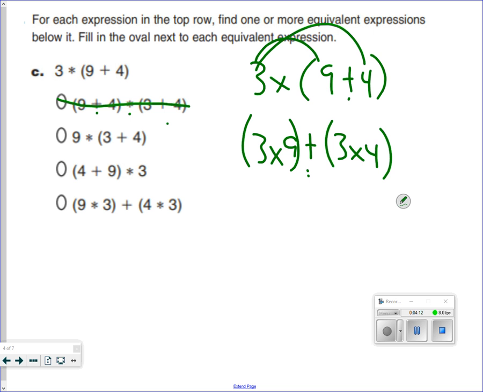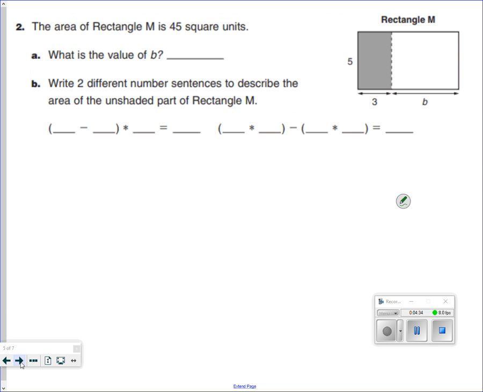We have 9 times 3 plus 4. Does that work? That does not work because we're multiplying by 3. How about 4 plus 9 in parentheses times 3? That works. It's the same thing as this, except the 3 is on the outside. Then we have 9 times 3 plus 4 times 3, which is exactly that problem right there. So that is also equivalent. Moving on. The area of the rectangle M is 45 square units. So this entire rectangle is 45.